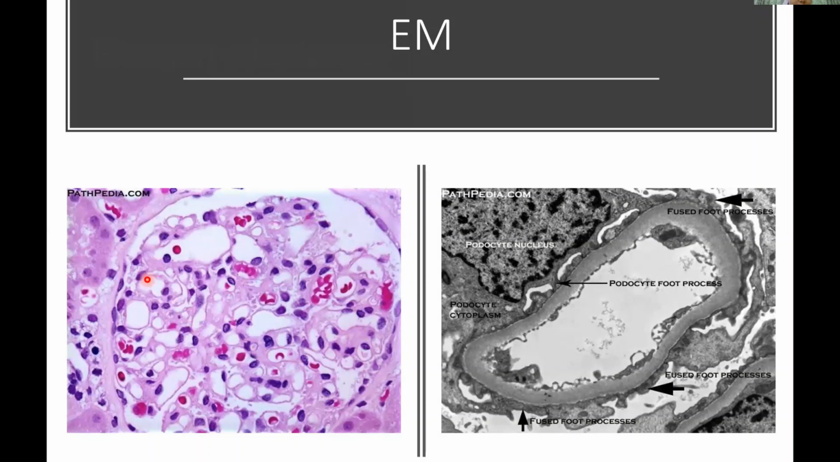We see normal capillaries and normal mesangial tissue. This is a glomerulus, and this is the Bowman capsule. We can't see any deposit or any proliferation of the mesangial cells. It looks totally normal. When we look on EM, you can see the fusion of the foot processes. That is the main finding that can only be seen on EM, not on light microscopy. So in a case like this, we need to proceed with EM studies.